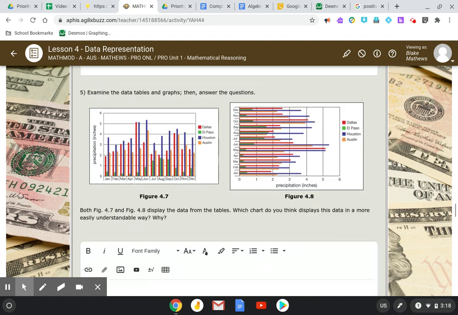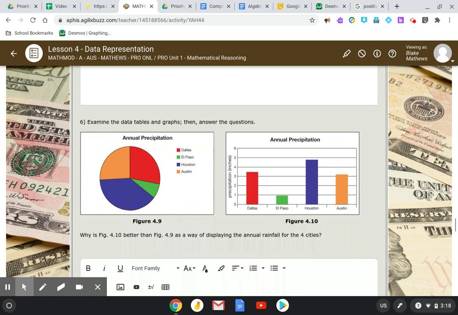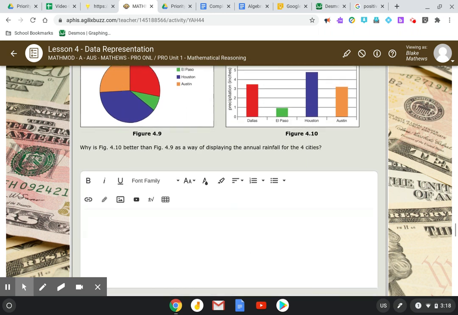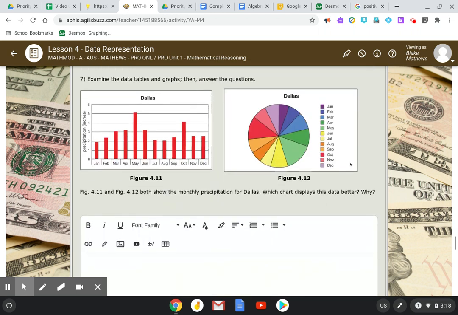Same thing here. Which graph makes more sense to you? This is totally your opinion. And then here, maybe there's a good reason why one of these is better than the other, based on the things we talked about in this lesson. Same with number 7.